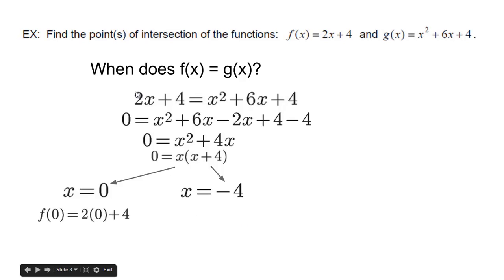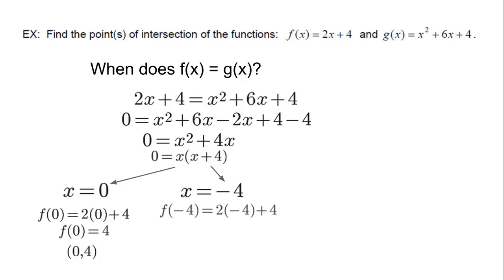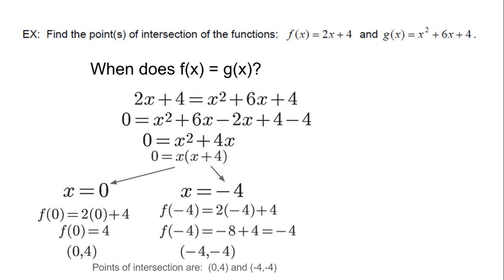If we take that 0 and sub it back in, the easiest place to sub it in is to the line, to f of x. You can also sub it in for g of x, you'll get the same thing. And when x equals 0, y equals 4. So you get the point (0, 4). Similarly, if you sub in negative 4, you get y equals negative 4. So when x equals negative 4, y equals negative 4. So you've got two points of intersection, (0, 4) and (-4, -4).